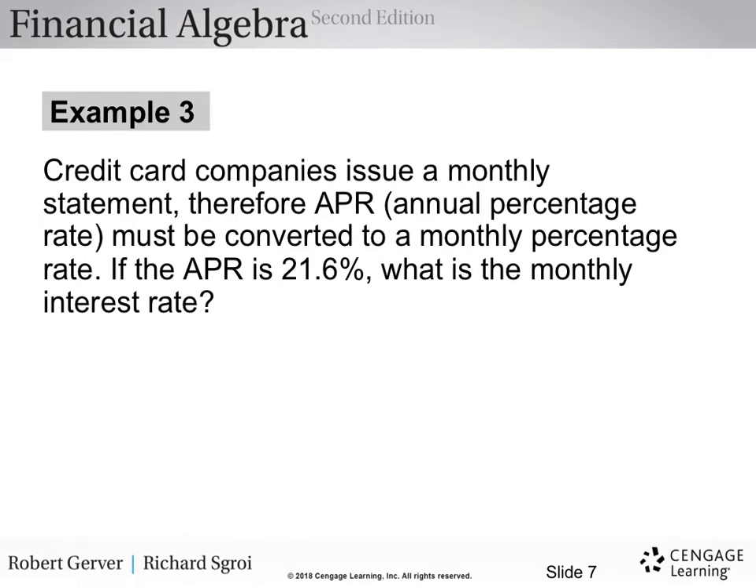Credit card companies issue a monthly statement. Therefore, APR, or annual percentage rate, must be converted to a monthly percentage rate. If the APR is 21.6%, what is the monthly interest rate? Well, to get the monthly interest rate, you simply take the APR, okay, which in this case was 21.6, divide it by 12 months in a year, and you get the monthly interest rate in this particular case is 1.8%.